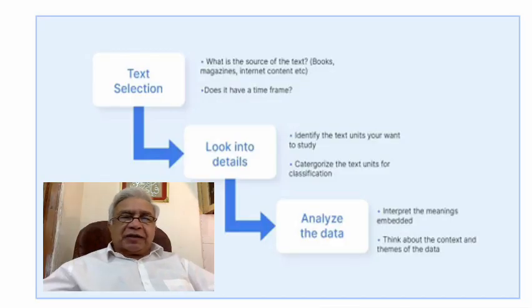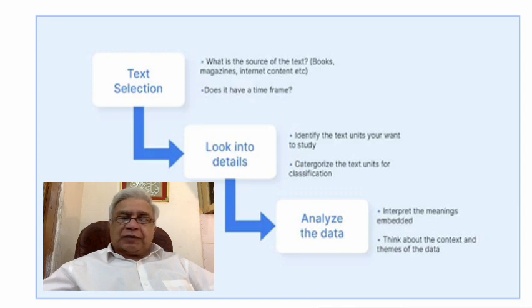Textual analysis can be conducted on these levels. First of all, selection of the text is there. We have to see what kind of source we are selecting. That can be a book also, it can be a magazine, it can be an internet content also. And then we have to see what is the time frame under which this text has been created or has been selected for analysis. We need to look into the details. For example, we need to identify the text units which we want to study, and then we need to categorize these text units.